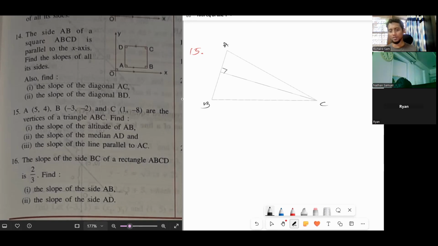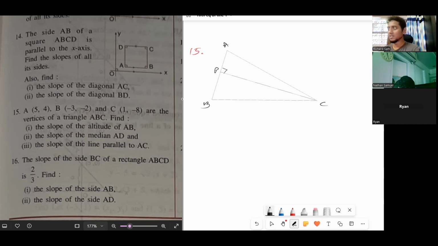So this is the altitude of AB. Let's call the foot P, so PC is the altitude of AB. How do you find this one's slope? Finding the coordinates of P. How will you find the coordinates of P? What is the ratio between AP and PB? Using midpoint formula? But is it the midpoint? P is not the midpoint.